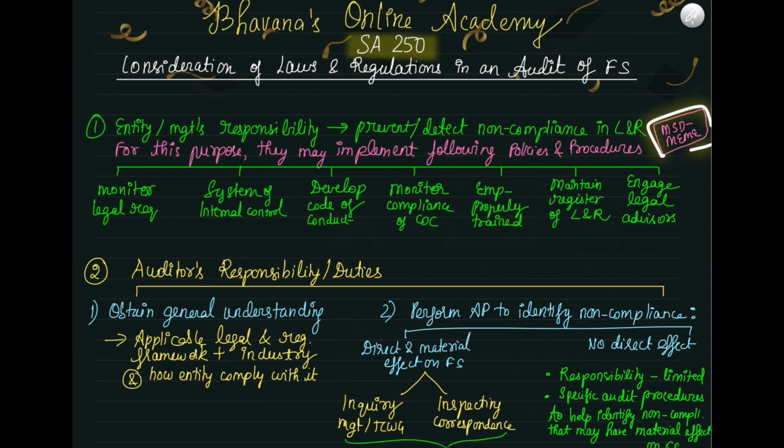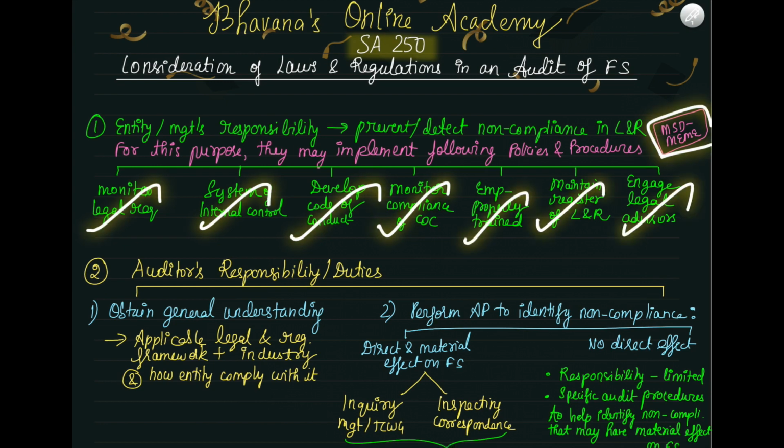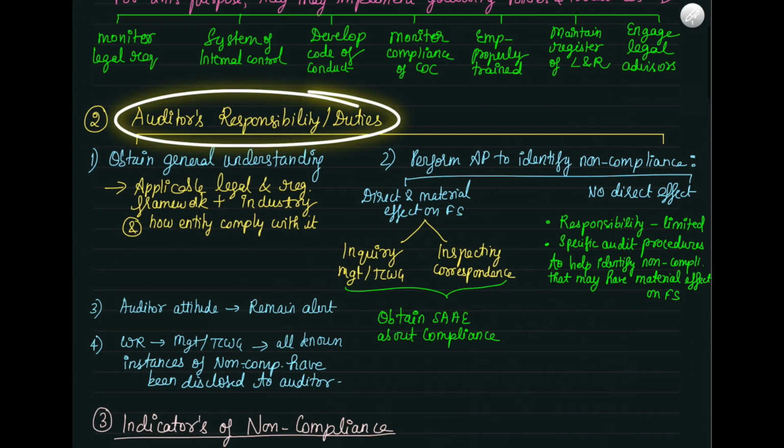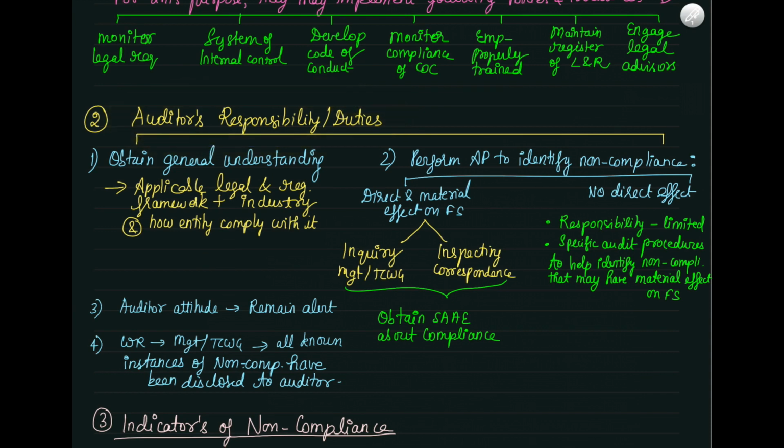So what is the short form? MSD means monitor legal requirements, system of internal control, develop code of conduct, monitor it, train the employees, maintain a register, and hire legal advisors. Okay. So this is how a management is going to fulfill its responsibility of preventing and detecting. Okay. So now that we have discussed how the management has to take care of it, next we are going to understand how an auditor has to fulfill its duty.